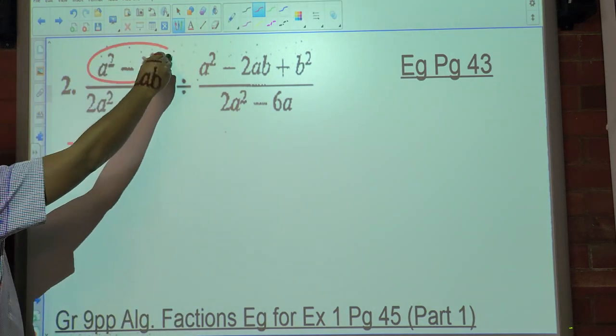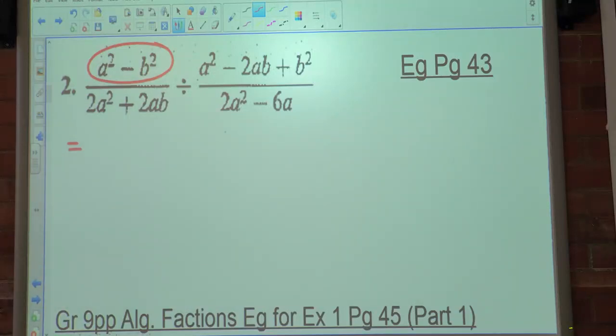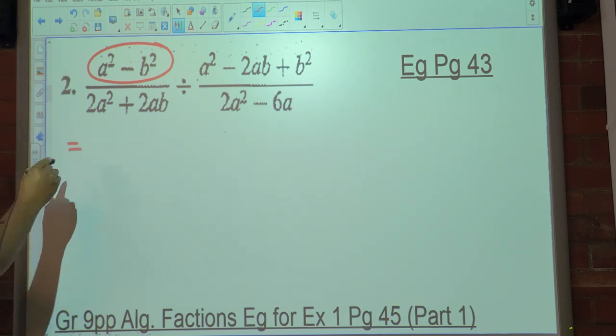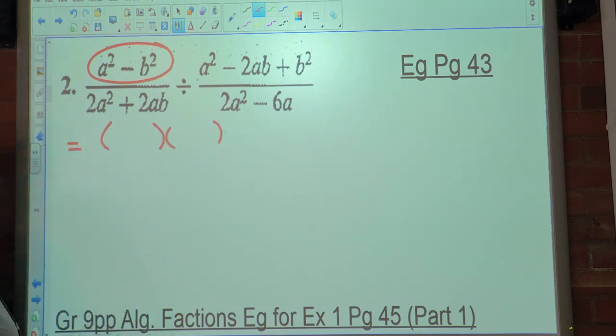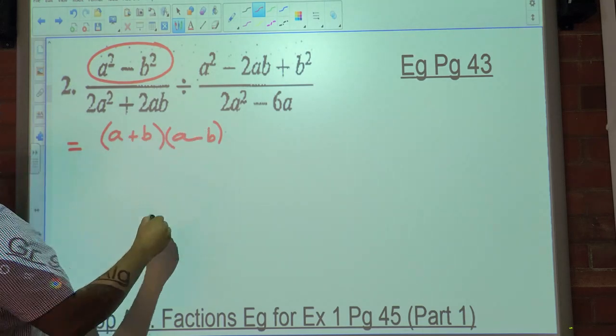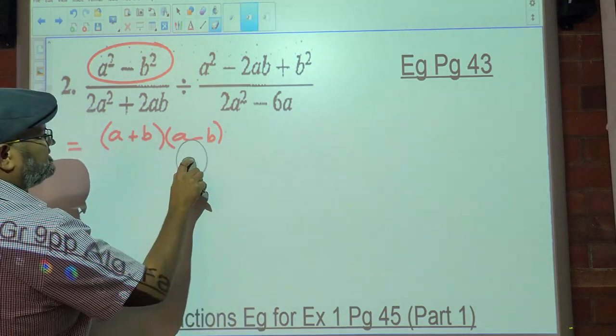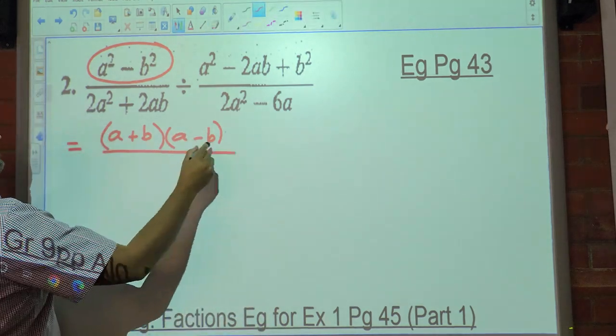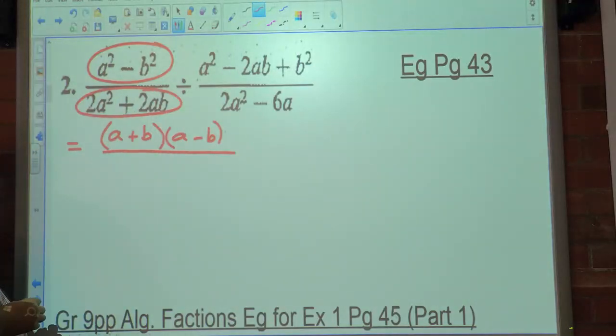So let's look at the first numerator. What type of factorization is going to happen there? Difference between two squares. So do that quickly. So what do we get? (a plus b)(a minus b). Okay. Over. What type of factorization here? Common factor of 2a. So take out 2a as a common factor.